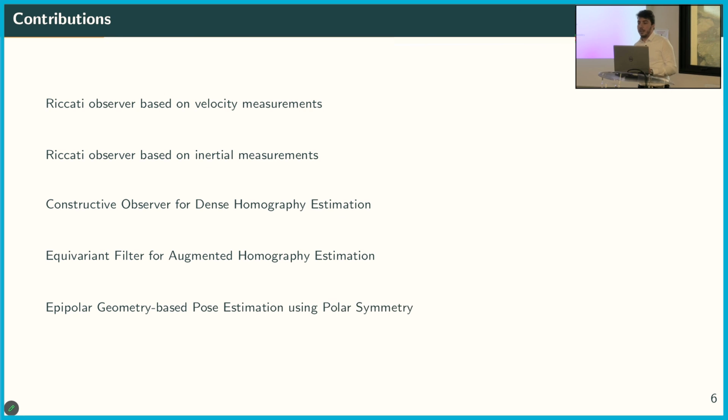We will not actually be doing pose estimation, but we will be estimating this homography matrix itself. So we will basically design observers to estimate this matrix, and I will show you later why it's important to also work with homographies themselves. And in the last contribution, I will also talk about something we call polar symmetry, which can also be applied to estimate the pose of a robot for specific types of problems.